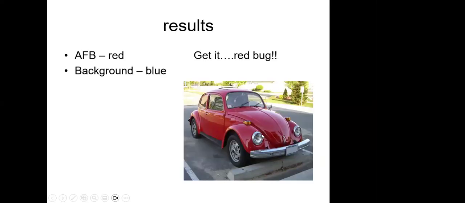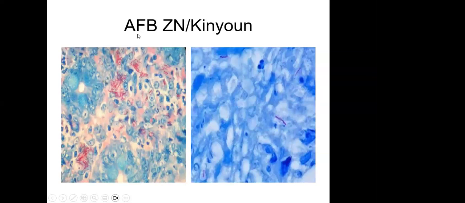And get it? It's a red bug. I think that's cute. So your AFB is going to be red like the bug, and your background is going to be blue. This is what it looks like. So all these little teeny stripy red things here is AFB. And then your background is just a light blue.